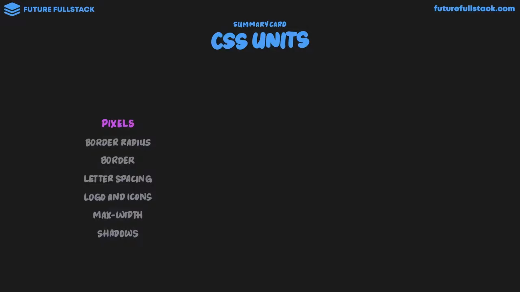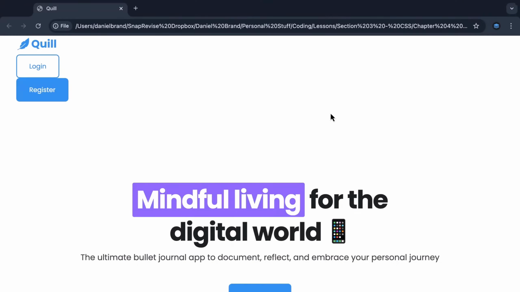For example, it's not common to have large border values, something like 5 or 6 pixels. Because these values are so small, we continue to use the pixel because using relative units really has no impact on them. Now, over the next few chapters, we'll continue to add to this summary card of common use cases of each CSS unit. Now, inside our Quill project, I just want to highlight some of the areas that absolute units are causing some issues.